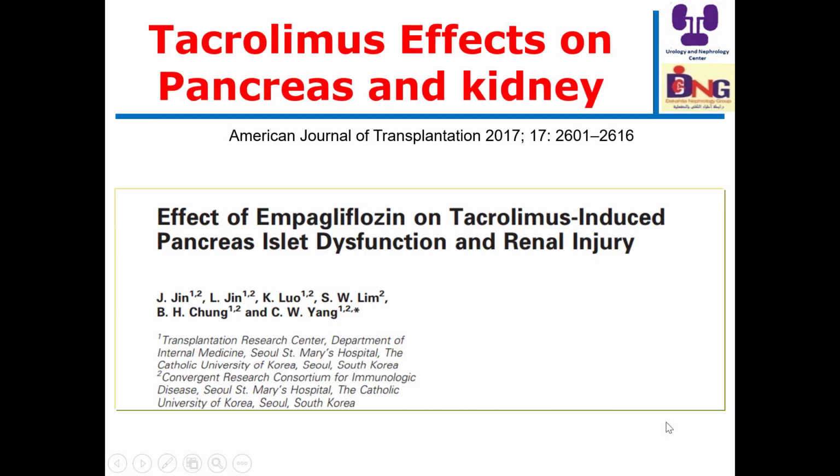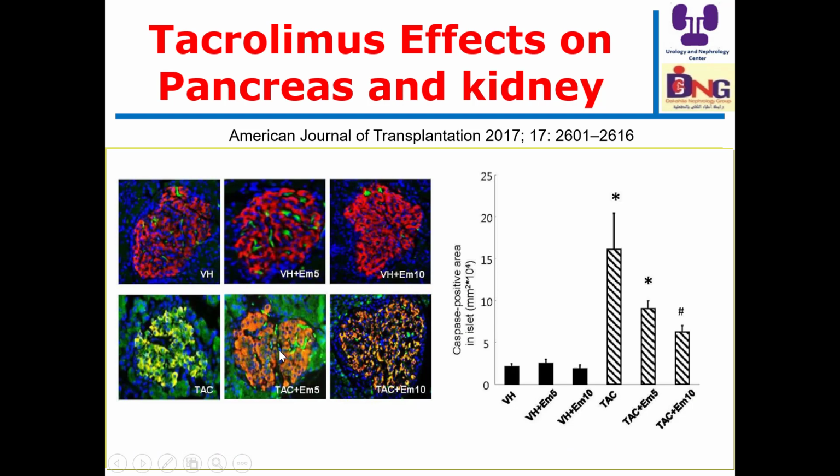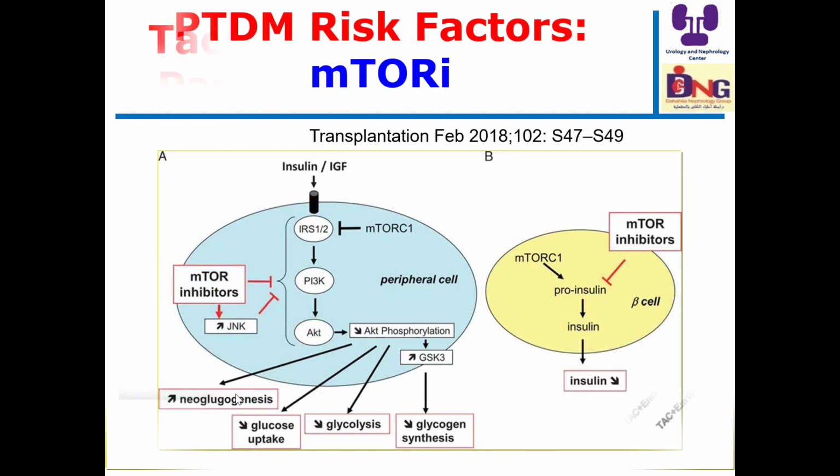And this is one of the experimental studies showing that tacrolimus is associated with reduction of the beta cell mass, and that was ameliorated in the experiment by using empagliflozin. This means that tacrolimus may lead to diabetes through exaggeration of sodium glucose cotransporter expression, that is ameliorated by the empagliflozin. The mechanism of tacrolimus-induced diabetes also involves enhanced caspase activity, so apoptosis is increased.